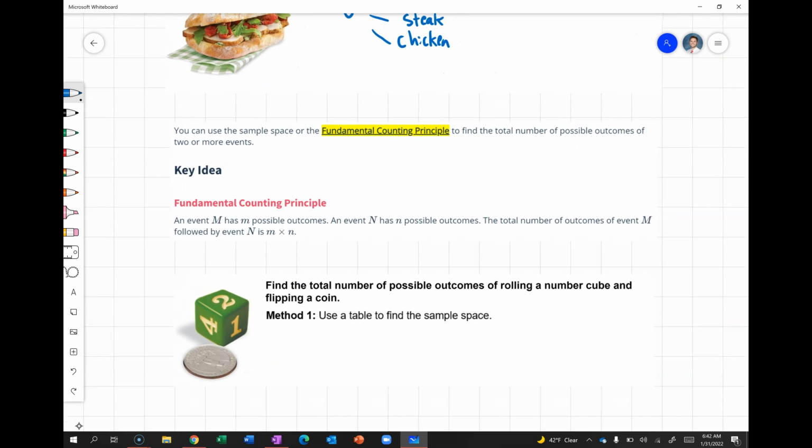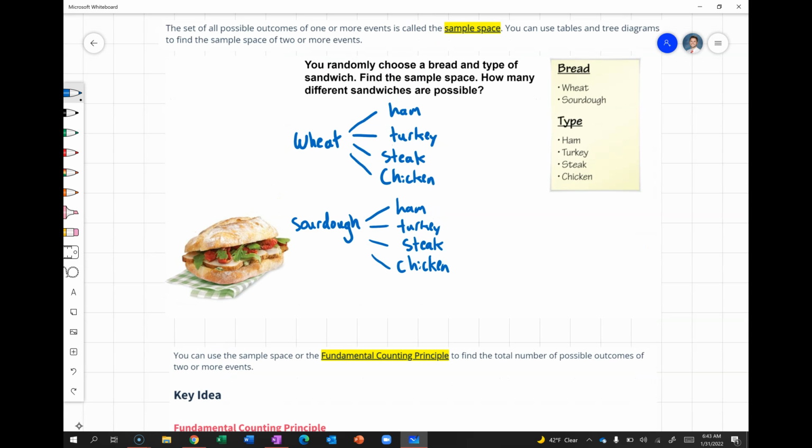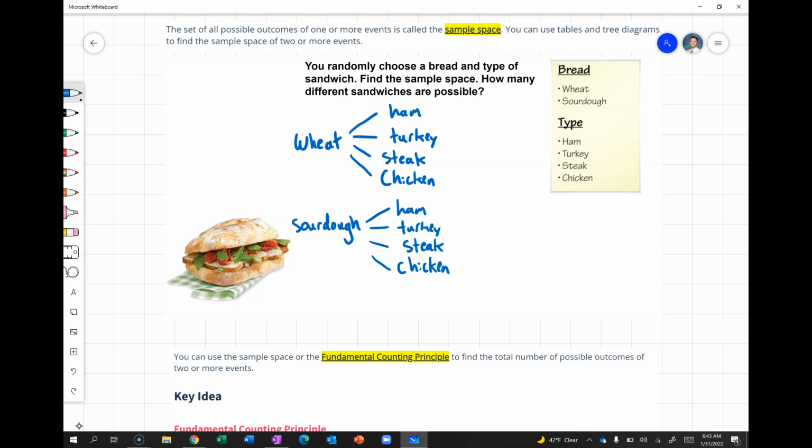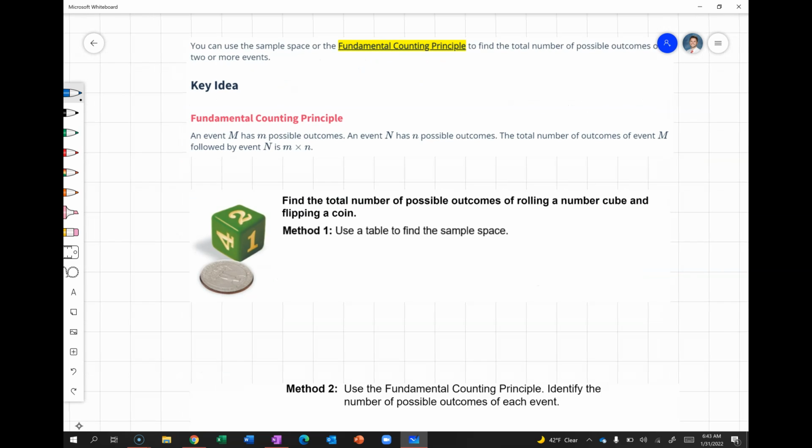Now, we can also use what we call the fundamental counting principle to find the total number of possible outcomes. Instead of drawing that tree diagram, we could have said there are 2 bread types and 4 sandwich types, and 2 times 4 is 8, which is what we got from our tree diagram. Looking at this example, find the total number of possible outcomes of rolling a number cube and flipping a coin. You could use a table as well.